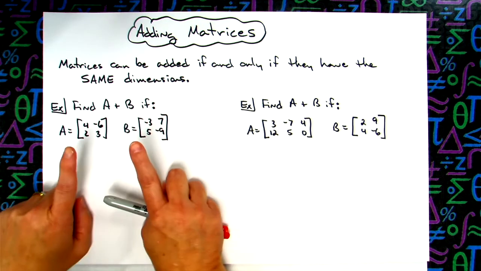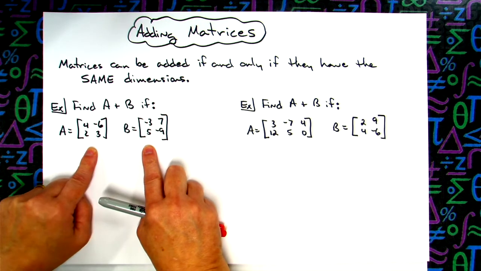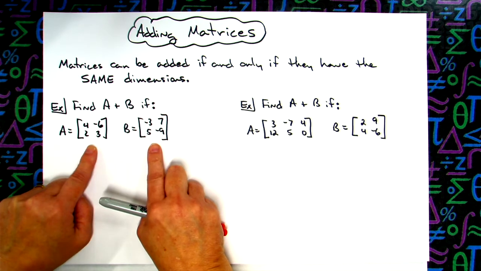All right, in this first example, it says find A plus B if A is this 2 by 2 matrix and this one is a 2 by 2 matrix. So we can add them because they have the same dimensions.